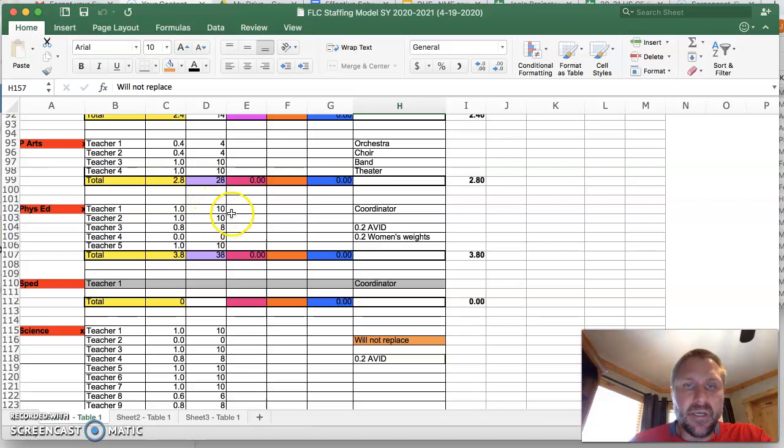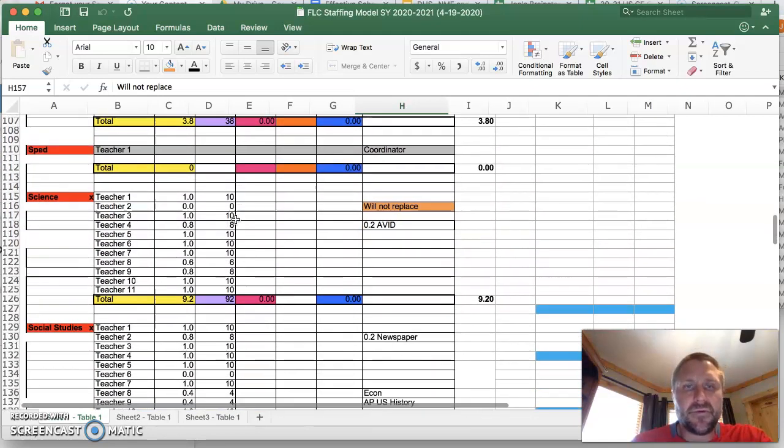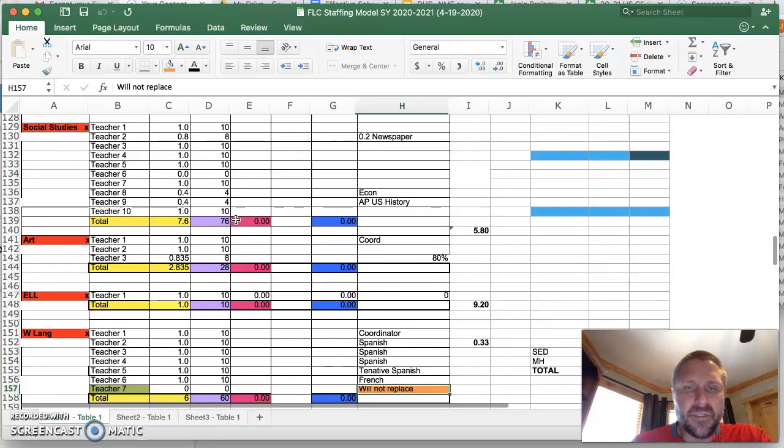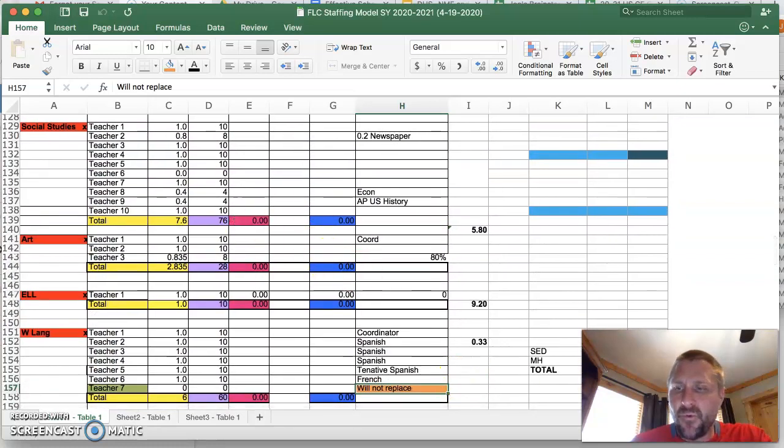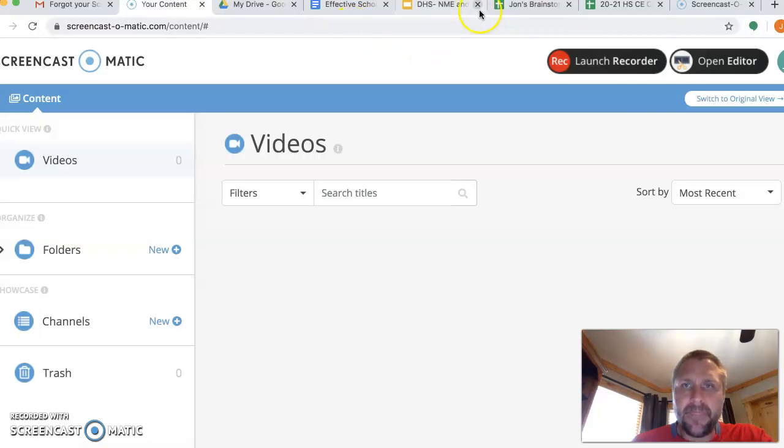So in this particular case, let's say this was a full-time health teacher, they would be offering 10 sections of health because they teach a semester class. So those are hugely important for us to think about as we move forward and talk about what this looks like in terms of offerings.